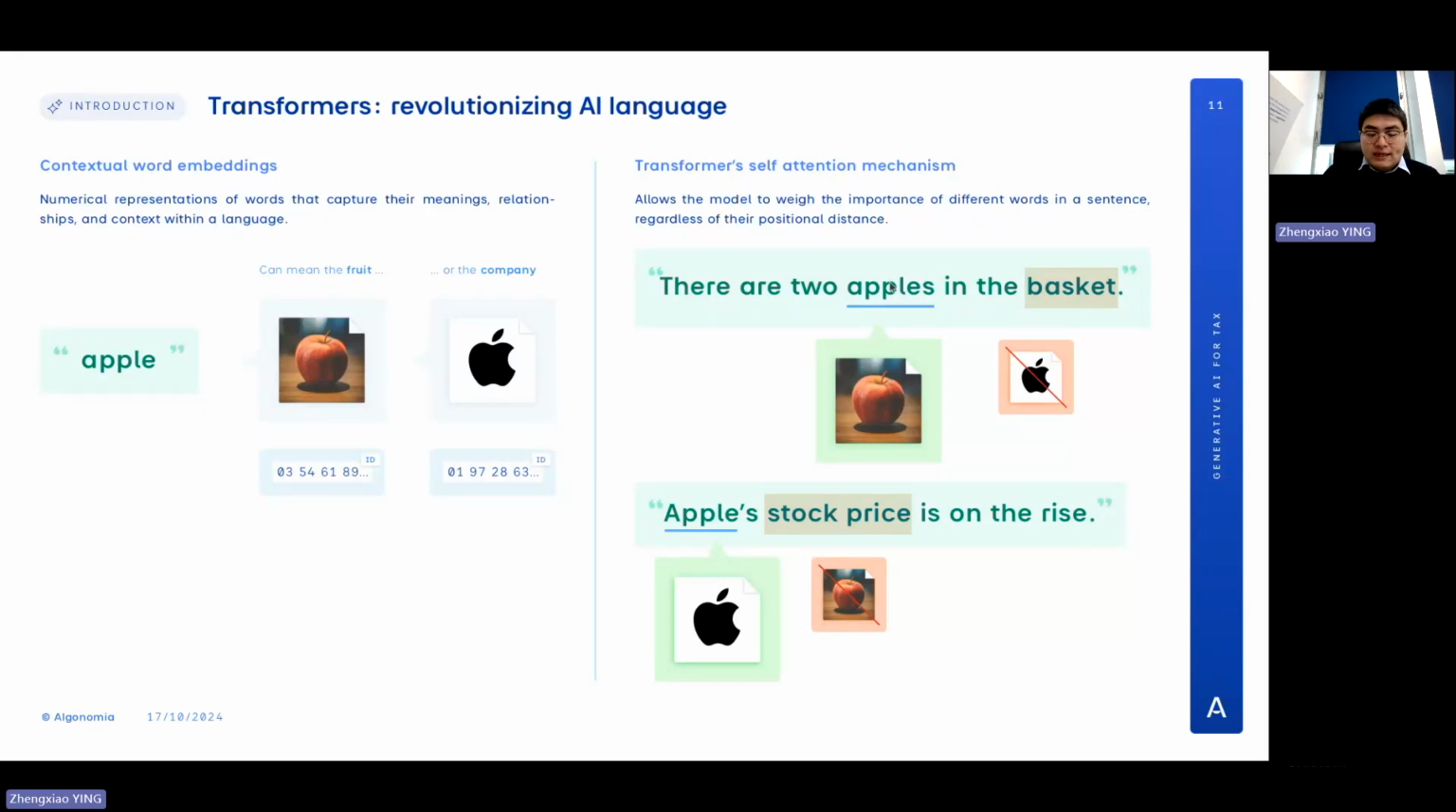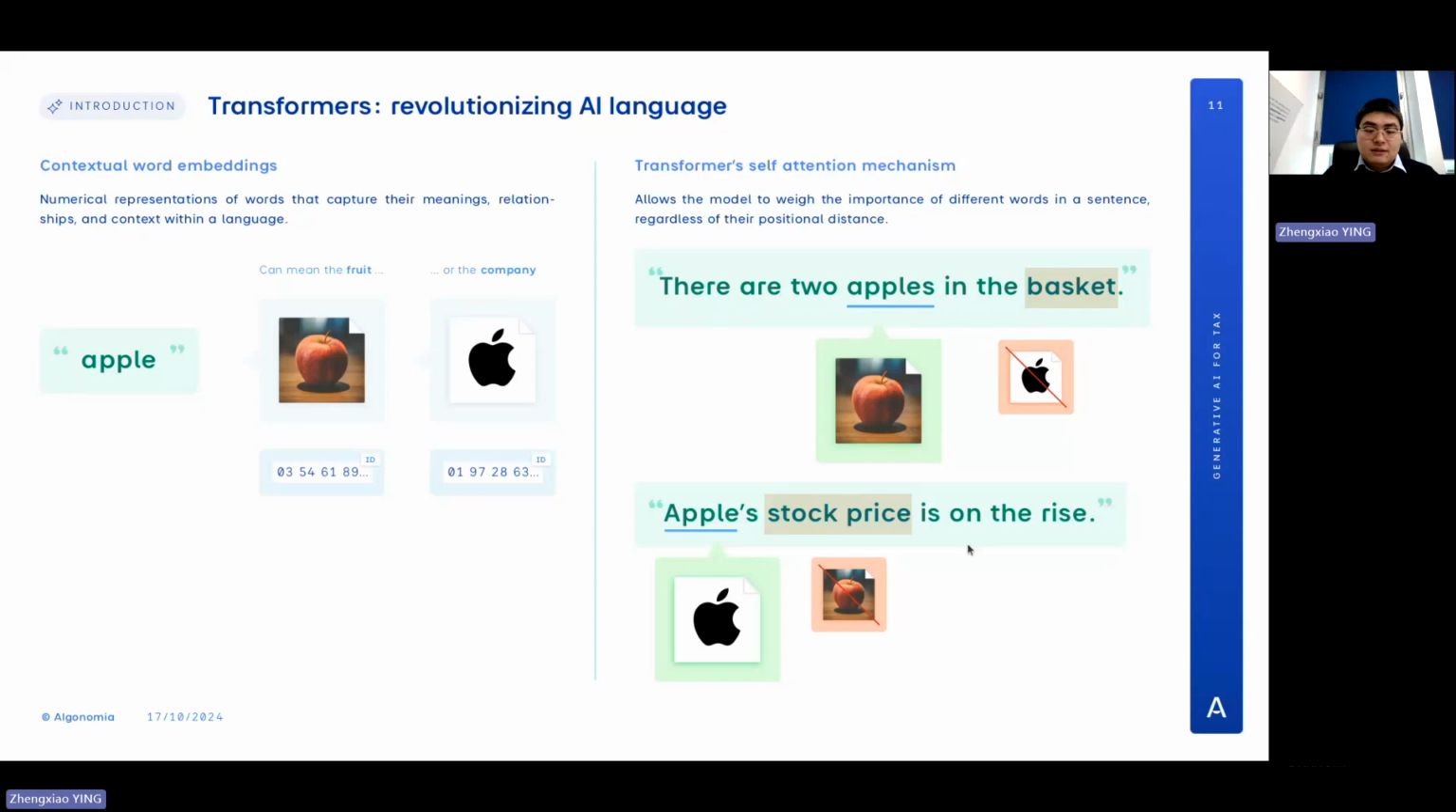It allows the machine to weigh the importance of each word in relation to the others in a sentence, regardless of their position. For example, in the sentence, "There are two apples in the basket," the machine can understand that apple refers to the fruit mainly because of the word basket. And in another sentence, "Apple's stock price is on the rise," it would know that Apple refers to the company because of stock price, and thus assign appropriate ID cards accordingly, thanks to this self-attention mechanism. This capability has revolutionized AI models' ability to handle text, making them much more accurate and versatile.